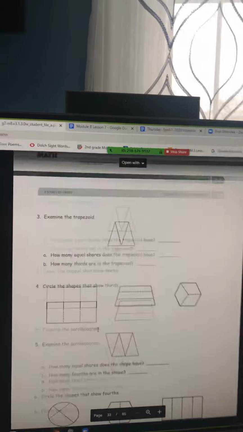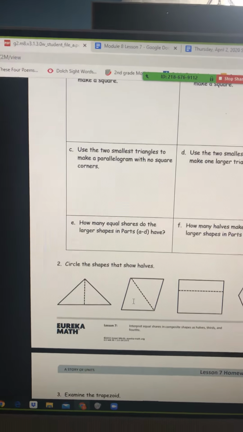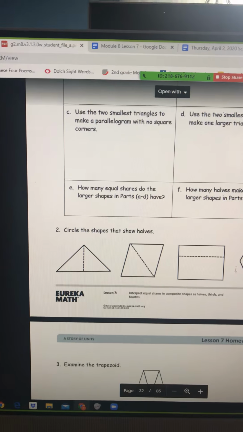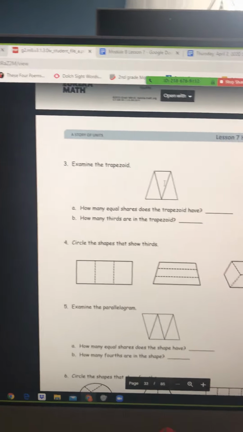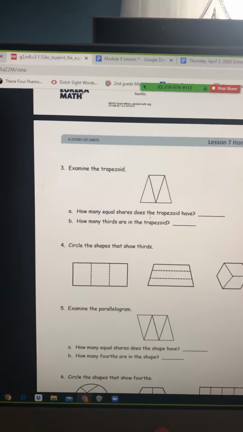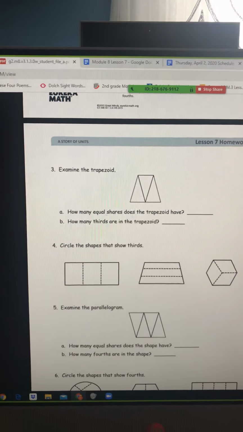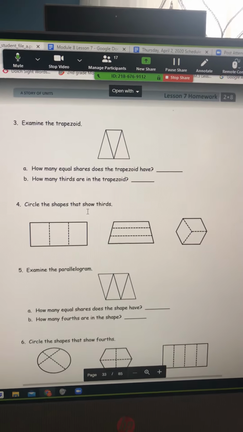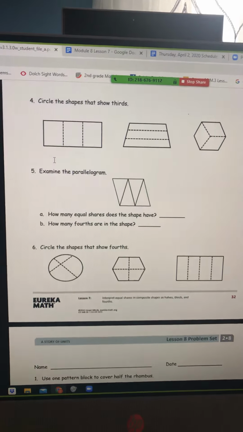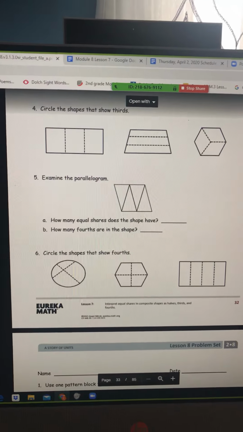Circle the shapes that show halves. Remember, halves means 2 pieces that are the same size. Not all of these are halves. Okay? 3, examine this trapezoid. How many equal shares does the trapezoid have? And how many thirds are in the trapezoid? Question 4, circle the shapes that show thirds. Circle them. Not all of these are thirds. They have to be the same size.